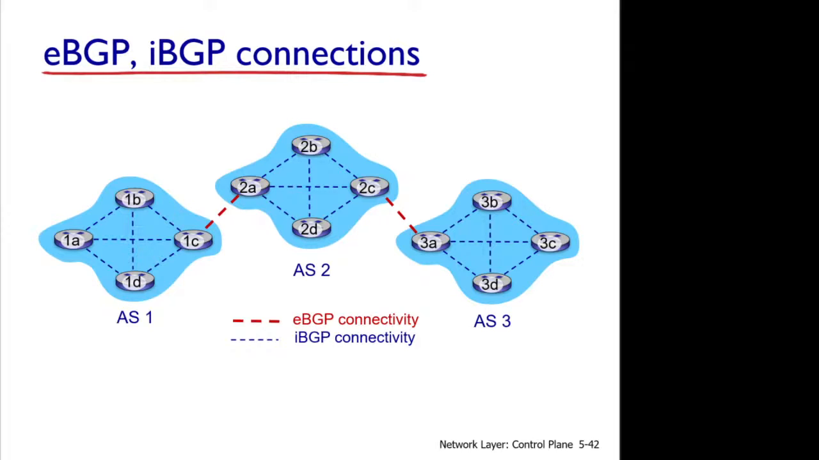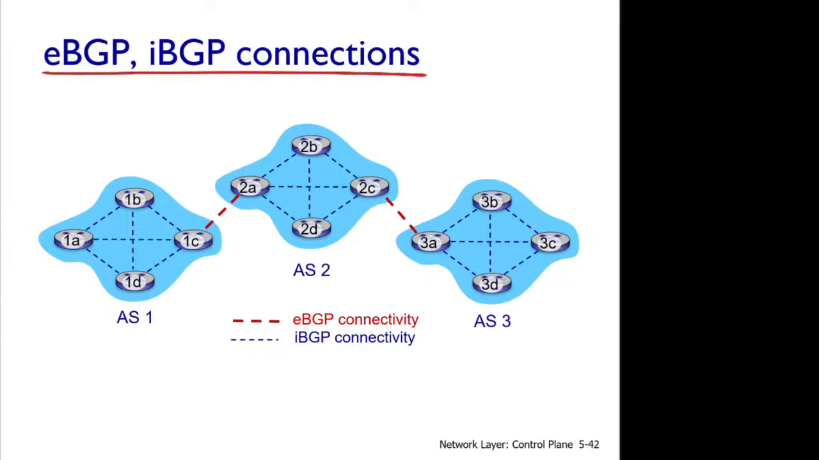Now the red dashed line here denotes the eBGP, or external BGP connectivity. Say AS1 is sending an eBGP message to AS2, it might say, look, you can reach this set of IP addresses over here. Once that information has been received by 2A, for example, it then communicates that new information to all the nodes in its network, basically saying to everybody in AS2, if you have a datagram with this set of IP addresses, send it to 2A.